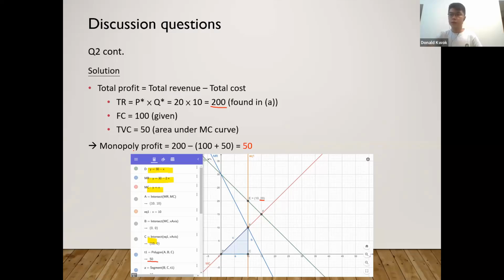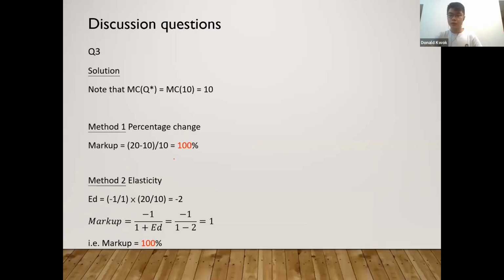How about question 3, to find the markup for the widget? So we have 2 methods to calculate the markup, right? So the first one is to use the definition, which is kind of the percentage change, P minus MC divided by MC. Whereas the second method is to use the derived form involving the elasticity of demand.